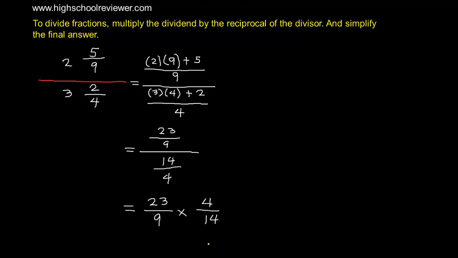And looking at our fraction here, we can see that we can divide 4 and 14 by 2. So 4 divided by 2 is 2, and 14 divided by 2 is 7. And then we will have here 23 multiplied by 2, that will give us positive 46, all over 9 multiplied by 7, this will give us positive 63. We cannot simplify 46 all over 63 anymore. And since we cannot simplify this anymore, therefore, this is now our final answer.